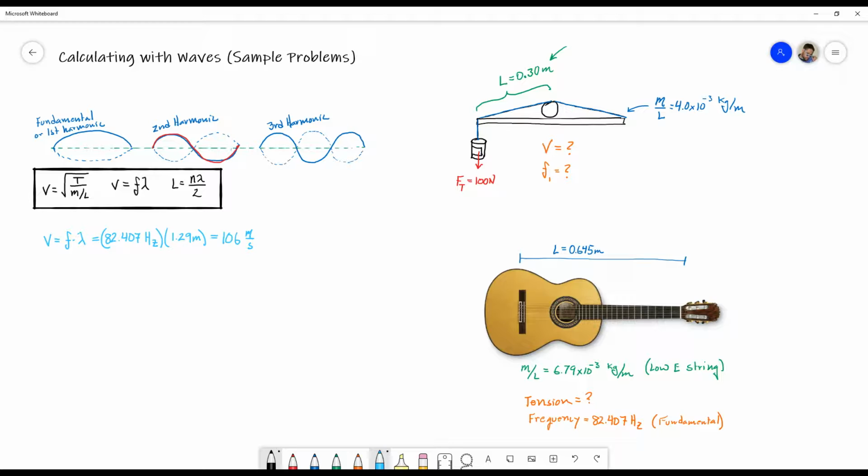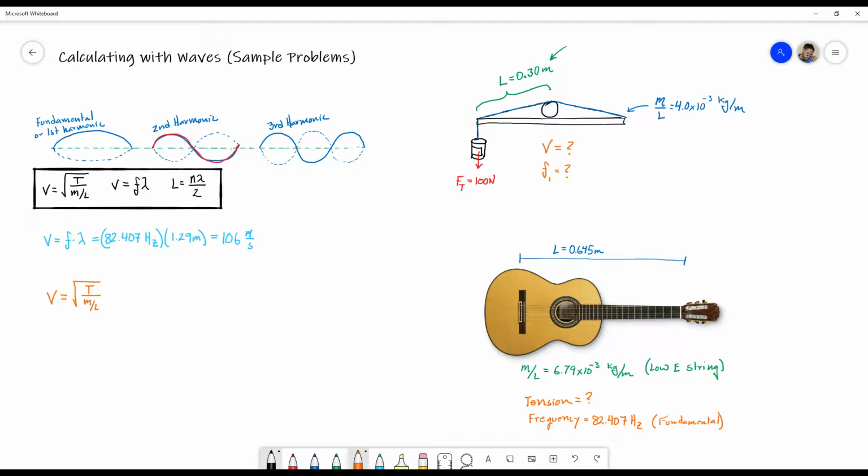But now that I know the velocity of it, I need to work backwards to figure out what the tension is. So maybe I'll work in orange for this one. I know that I've got this equation here of v is equal to the square root of the tension, which is what I'm trying to get to, over the top of this mass per length amount.